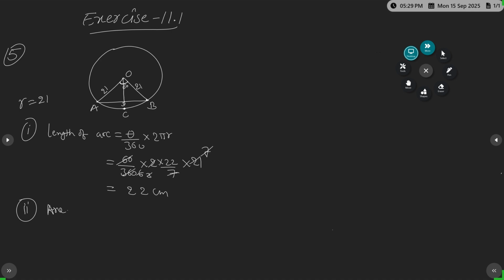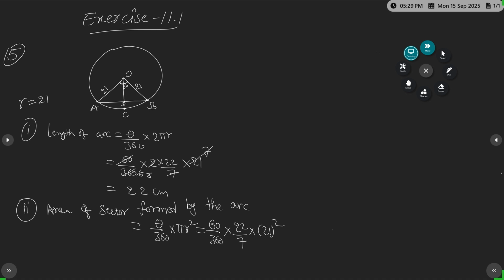Second one is the area of sector formed by the arc. We know the formula. Area of sector formed by the arc formula is theta by 360 into pi r square. Here theta means 60 degrees by 360 into pi means 22 by 7, r means 21 whole square.